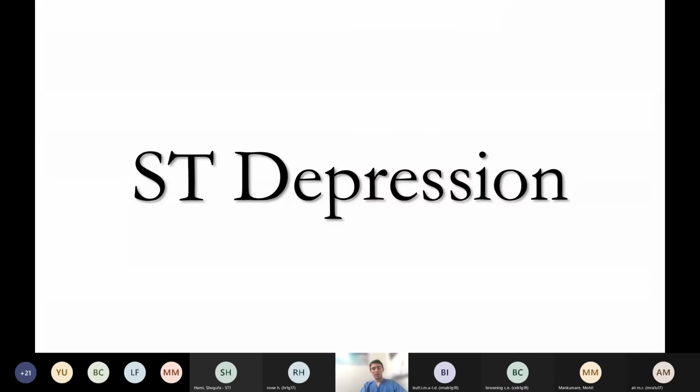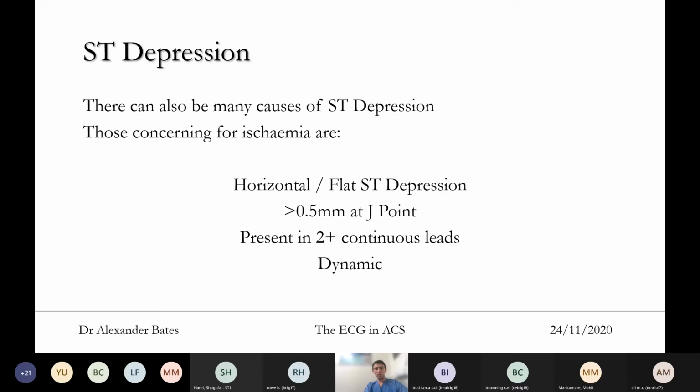ST depression. Once again, there are several causes of ST depression. And actually, it's very, very similar to T wave inversion in the way that we become concerned or not. So these are the concerning things for ischemia. If the ST segment is horizontal or flat, or if the ST segment is going downwards, that is more concerning.